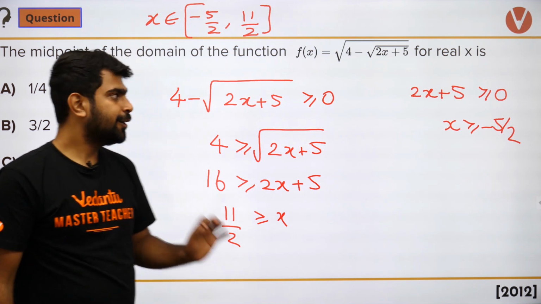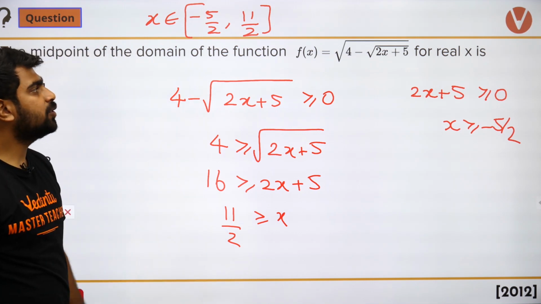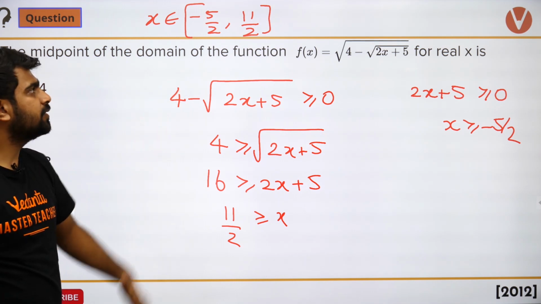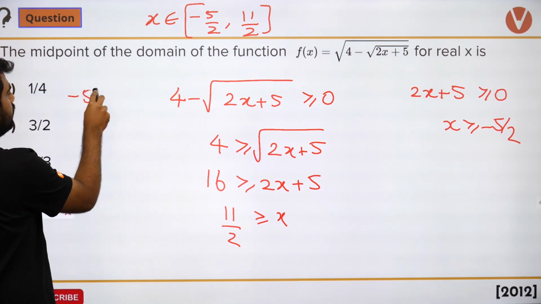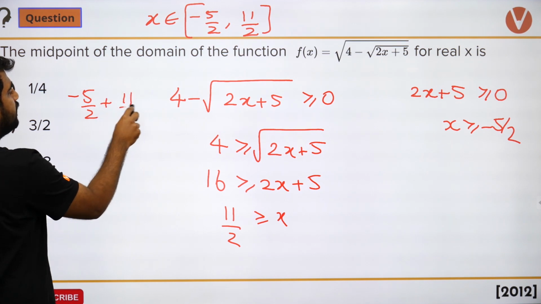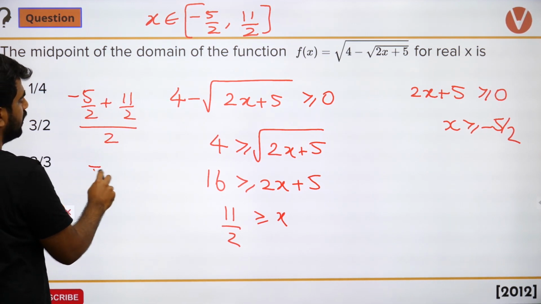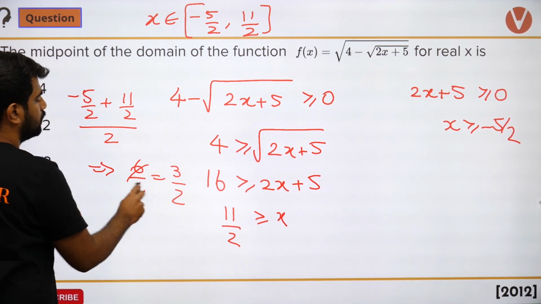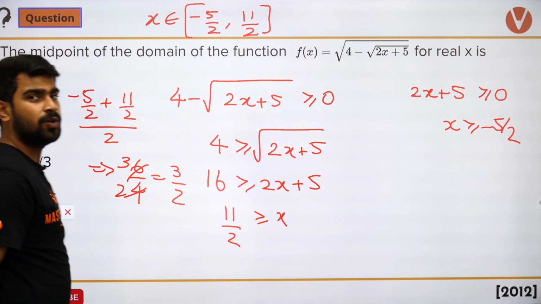Okay guys? Good. Now let's try to see what is the midpoint. As you can clearly see, the midpoint will be minus 5 by 2 plus 11 by 2, divided by 2, which will be how much? 6 by 4, which will be 3 by 2. I hope all of you have got it.